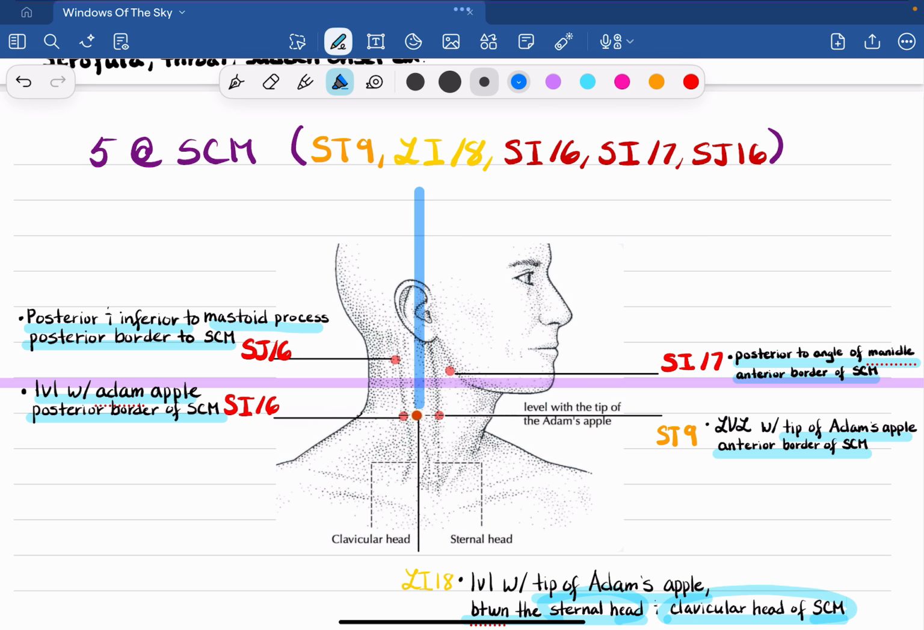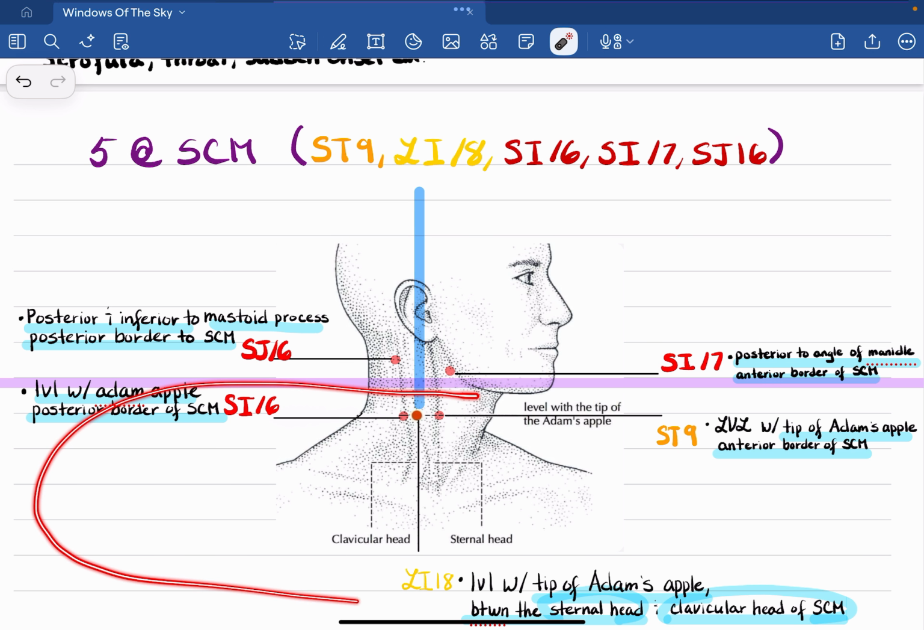Maybe like that. So you'll know that all of these three right here, the first three, are level with the Adam's apple, except that one is in the front, which is stomach 9. The one that's between the sternal and the clavicular head is going to be LI 18. And then we have SI 16, which is level with the Adam's apple, but it's behind, posterior to the SCM.